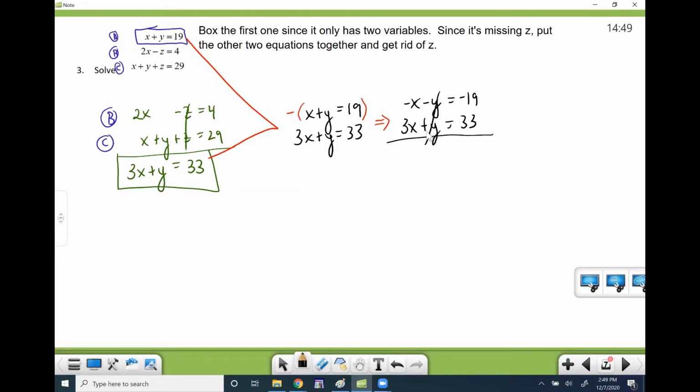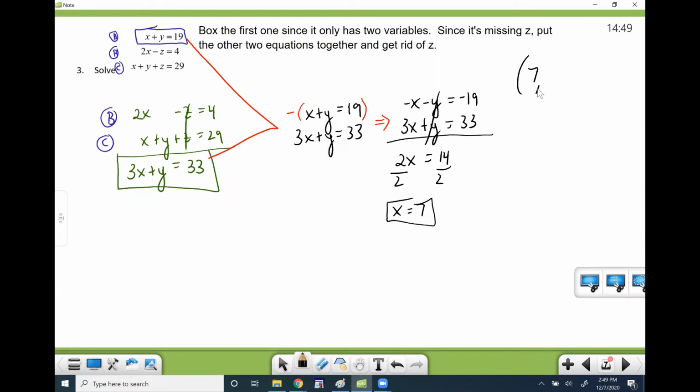Okay, so these cancel like we want. -1 plus 3, that's going to be 2. And 33 take away 19, was that 14? I'm going to go for it. All right, divided by 2, x equals 7. Okay, so as far as our ordered pair, you guys, we got 7.